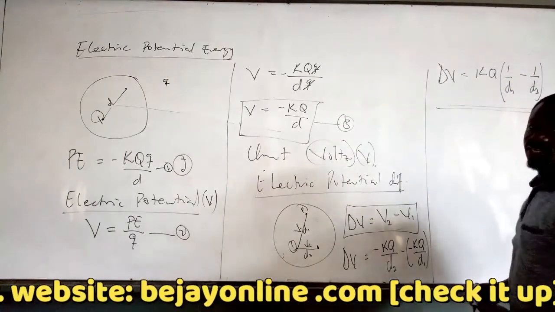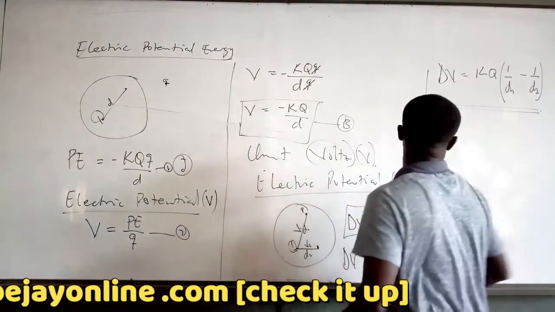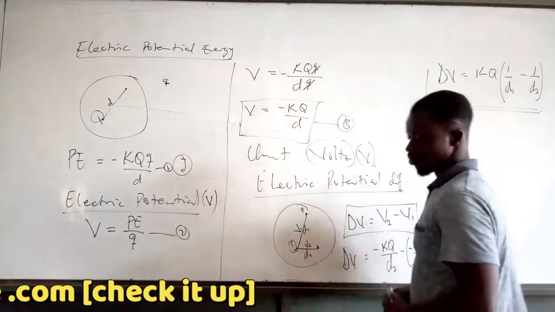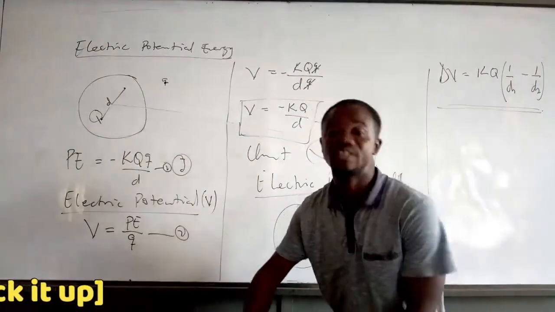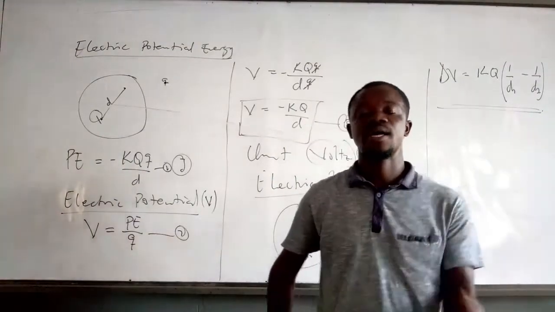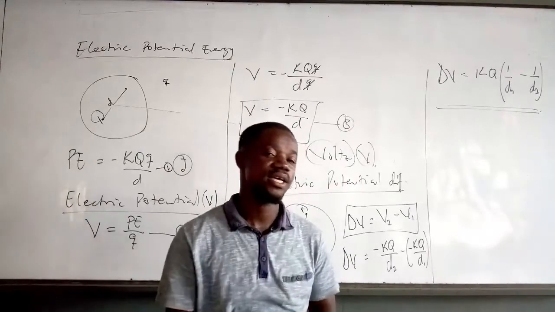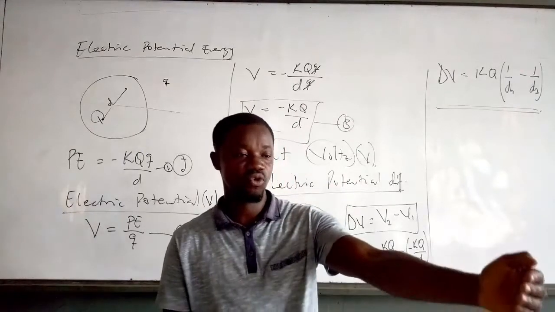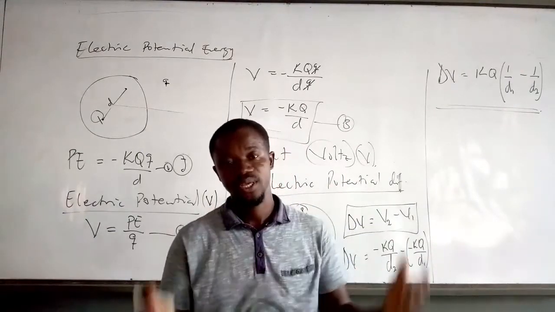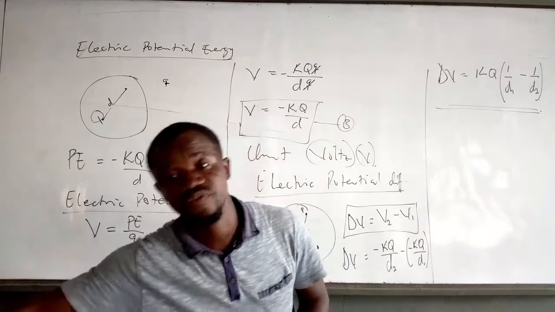All right? This is the summary of the formula which is used to find the electric potential difference at a point in an electric field, which we define as the work done per unit charge in moving that charge from a point of low potential to a point of high potential in an electric field.